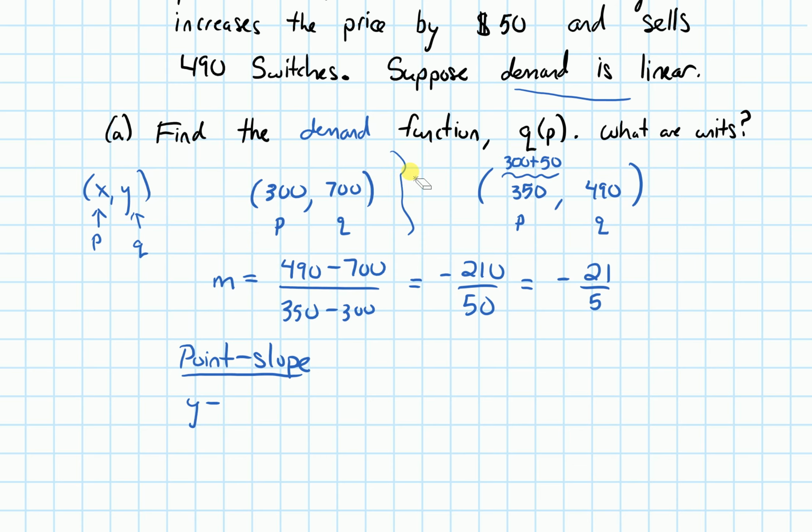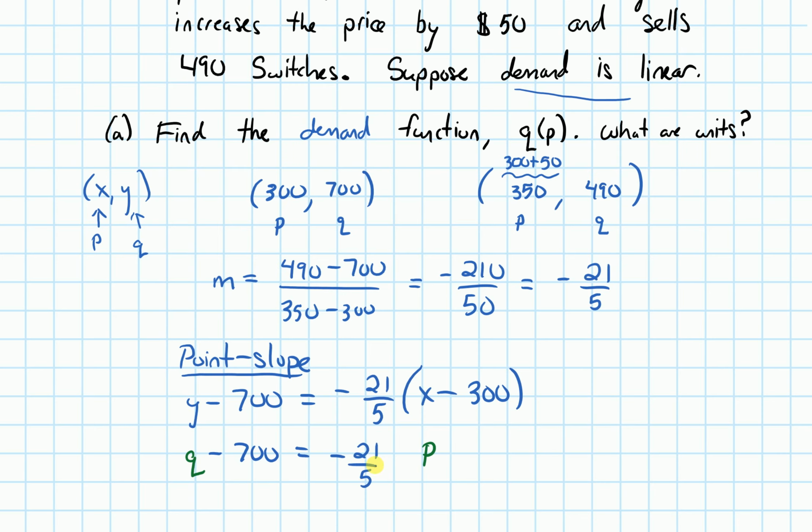They're just whole hundreds. So the y-coordinate there, 700, equals the slope, which is negative 21 over 5, times x minus the x-coordinate of that point, which is 300. But of course, in my problem, we're not using the variables y and x. We're using q for the y, and p for the x. So let's plug those in. We get q minus 700 equals negative 21 over 5 times p minus 300.